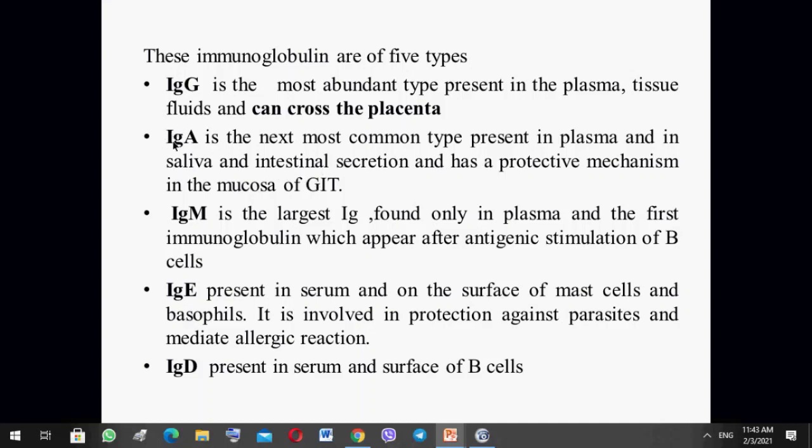So this type of immunoglobulin can react with the pathogens even in the lumen of the GI system before their absorption. Now the IgM is the largest immunoglobulin.